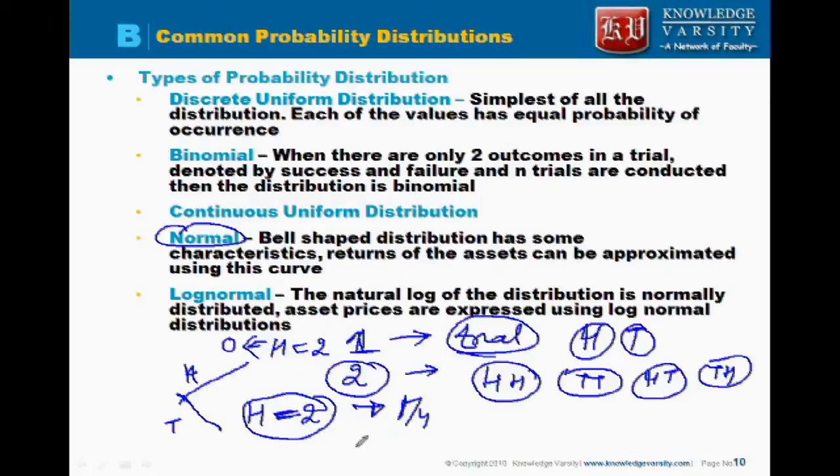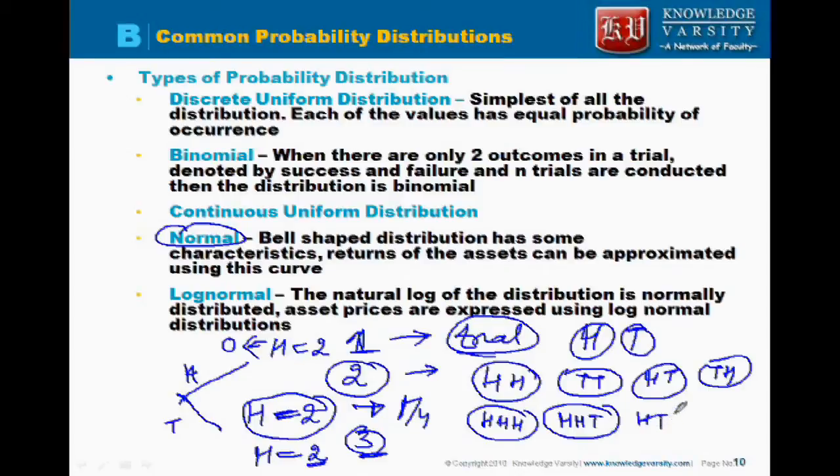When you are throwing 3 times, what is the probability of getting head 2 times? What you can see is head head head, head head tail, then head tail head, like that you can get scenarios. You have to get 2 heads. Either you can get head head tail, or head tail head, or tail head head. Can I say that all of these are same?